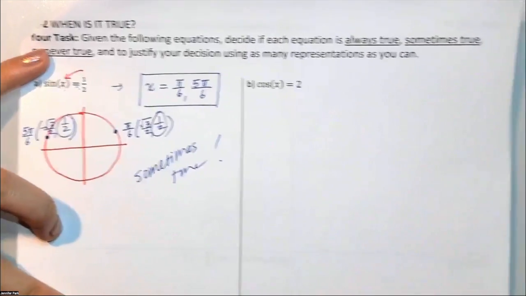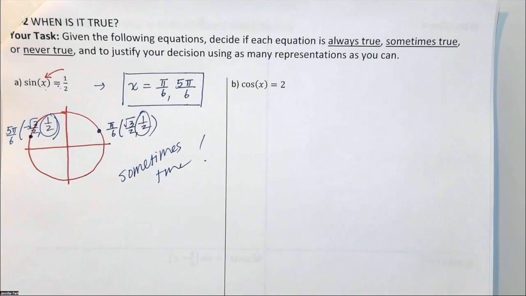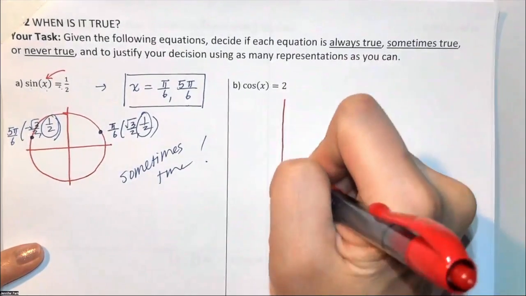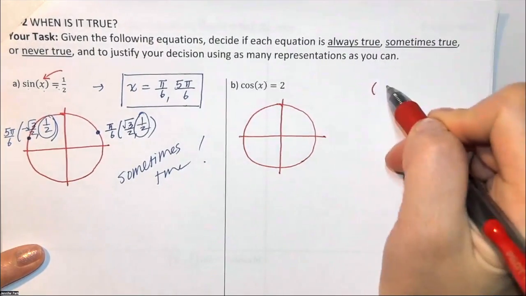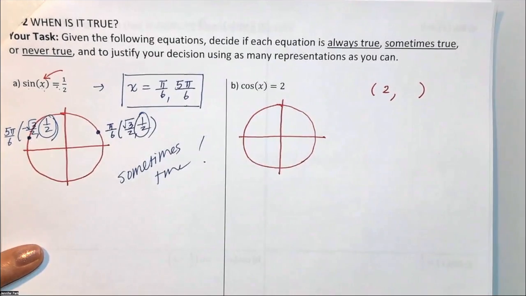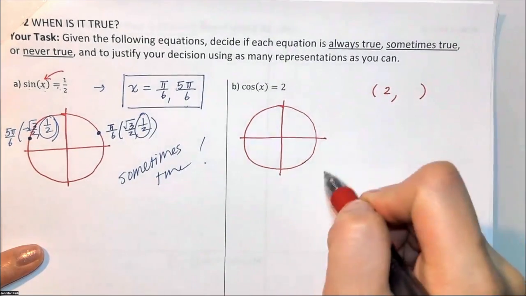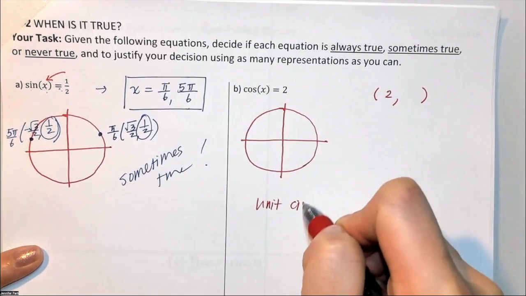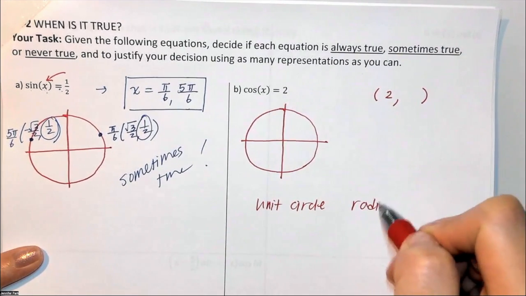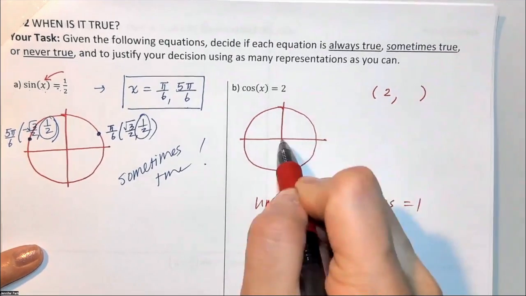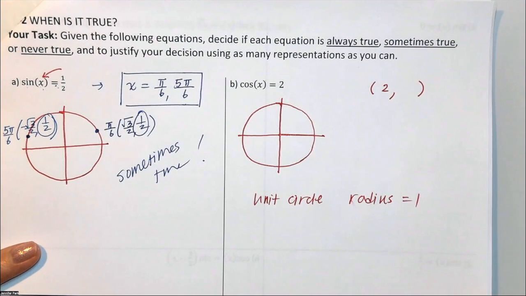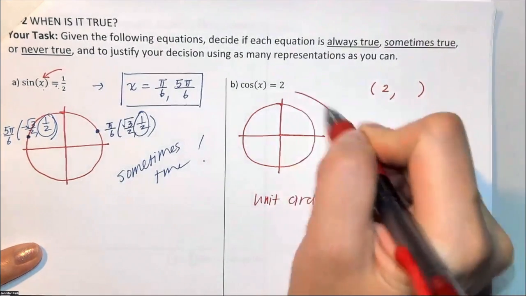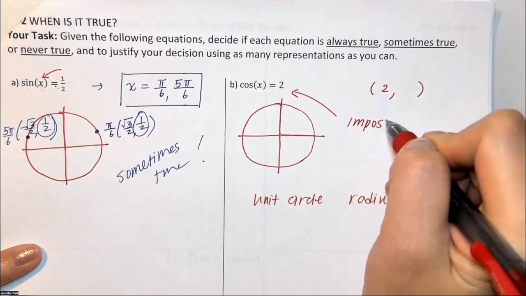Okay. Looking at part B. Now the next one. Cosine of x equals 2. Well, think of a unit circle. Is there any angle in unit circle that has an x coordinate of 2? And this is a unit circle, right? Unit circles have radius of 1, meaning the highest value you can have is 1. Okay, therefore, this is going to be impossible. We can't solve it. There is no solution.